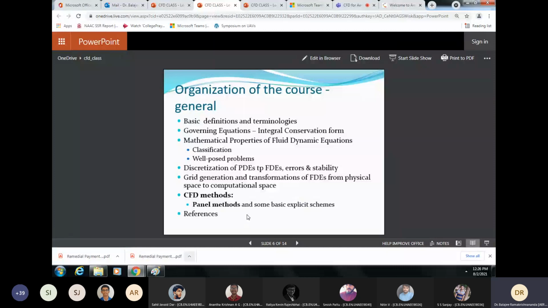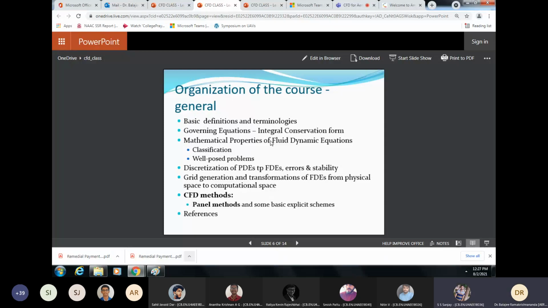Anywhere you use the numerical method, anytime you use a computer, you can call this a numerical method. Panel methods are also numerical methods. You would have learned about the panel method earlier, somewhat in aerodynamics. Yes, same thing. I'm just going to revise here quickly.